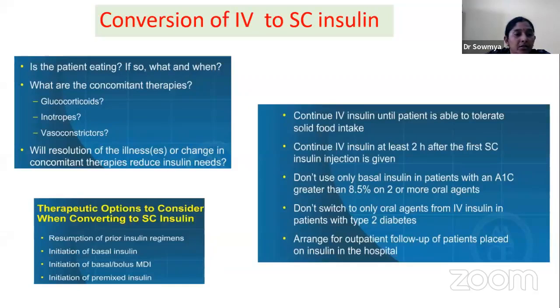If the patient is on steroids, obviously the glucose will be high. If the patient is on inotropes or vasoconstrictors, we can't give subcutaneous insulin because the perfusion is less. And if the resolution of the illness or change in concomitant therapies reduces the insulin needs, all these factors we should take into account. And then consider the therapeutic options.